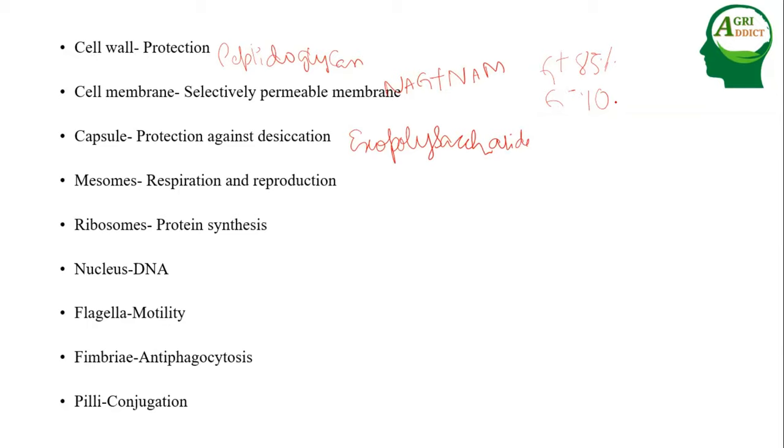And what do you mean by mesosomes? These are the principal sites of respiration and reproduction. And you all know that ribosome helps in protein synthesis. And coming to the nucleus, it is actually DNA, which is a genetic material. And you all know flagella helps in motility, which has three structures, that is base, hook, and filament. Coming to fimbriae, which helps in antiphagocytosis, and pili helps in conjugation.